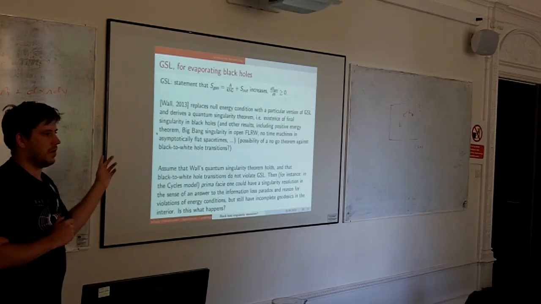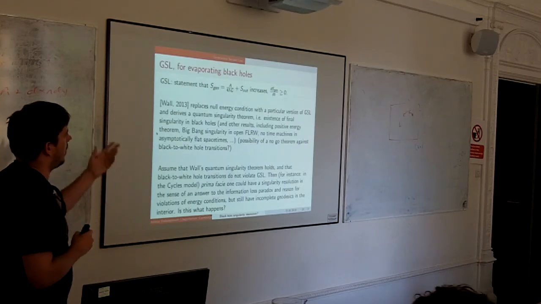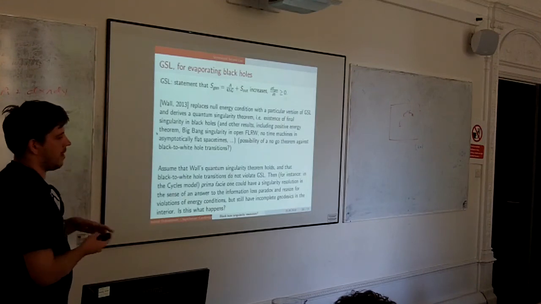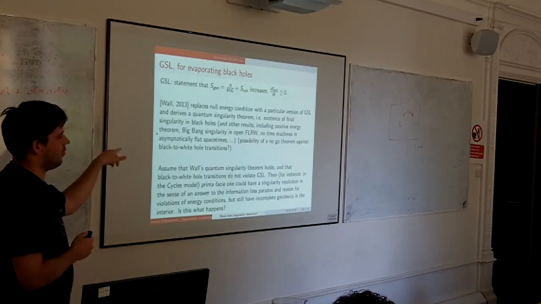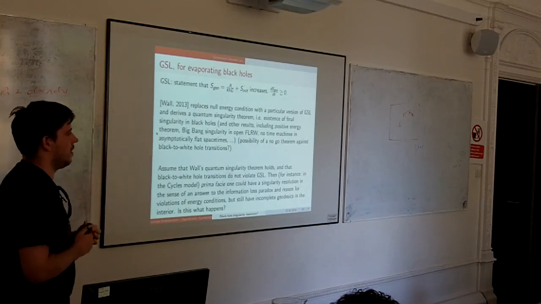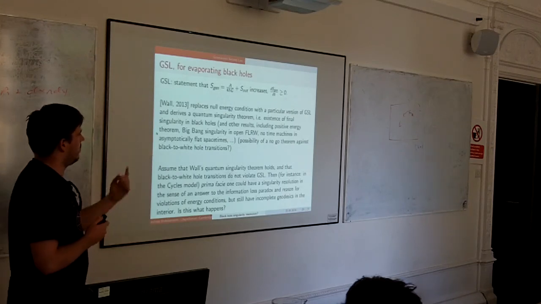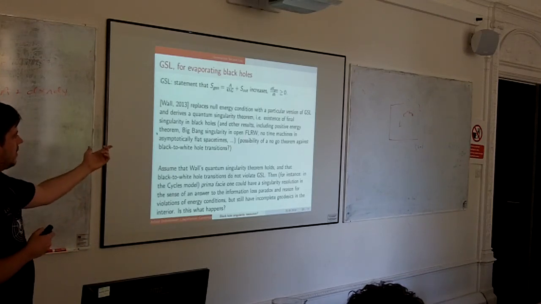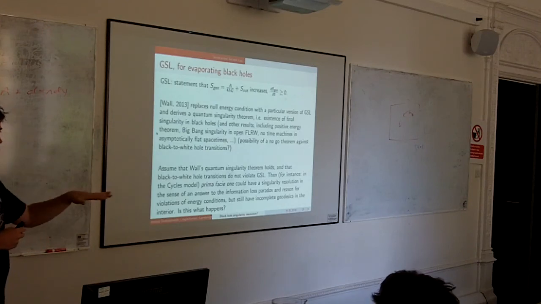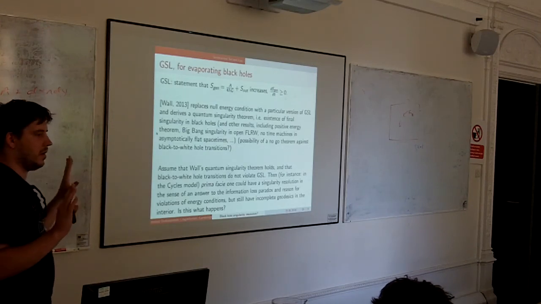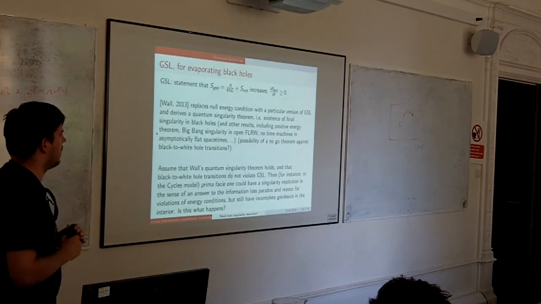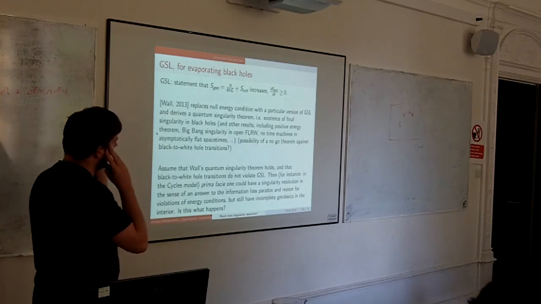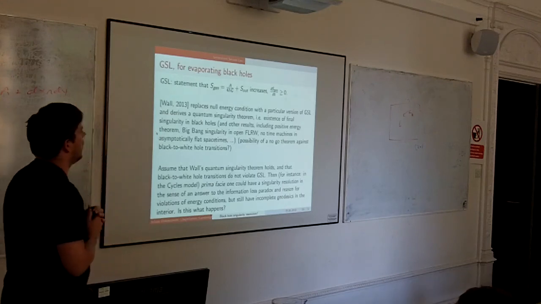Consider now generalized second law. That is the statement that generalized entropy, so for instance, the area of event horizon of a white hole plus whatever is being emitted, increases with time. Aron Wall recently formulated a particular version of generalized second law and used it as a replacement for null energy condition to formulate a version of quantum singularity theorem. And a bunch of other interesting results.